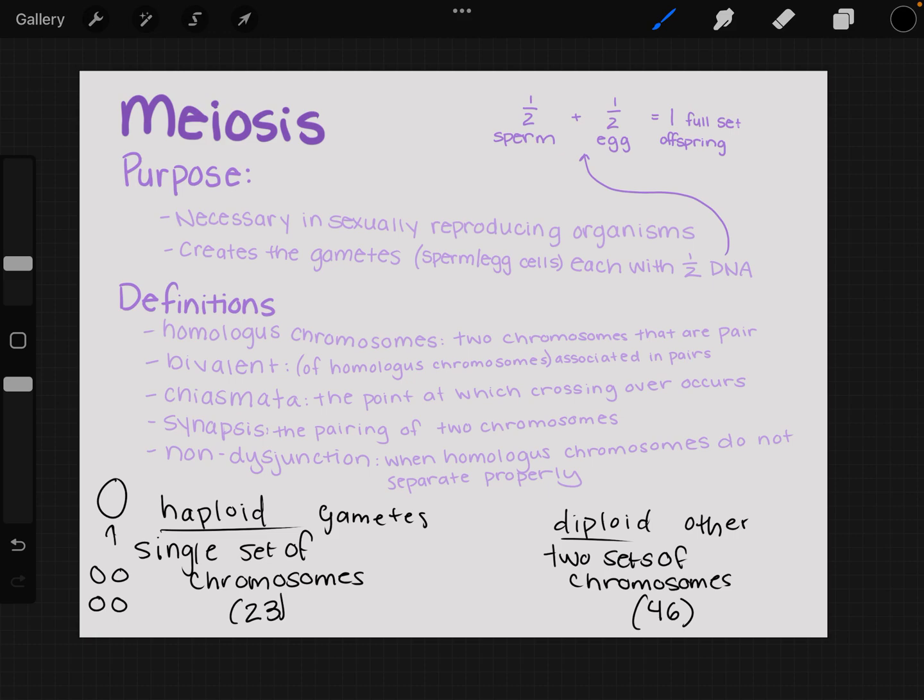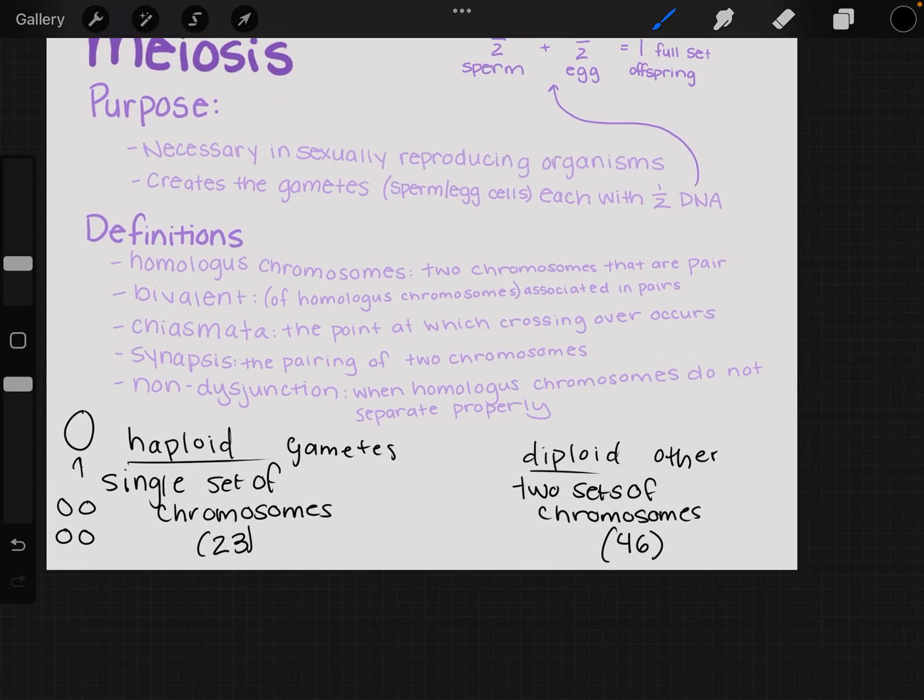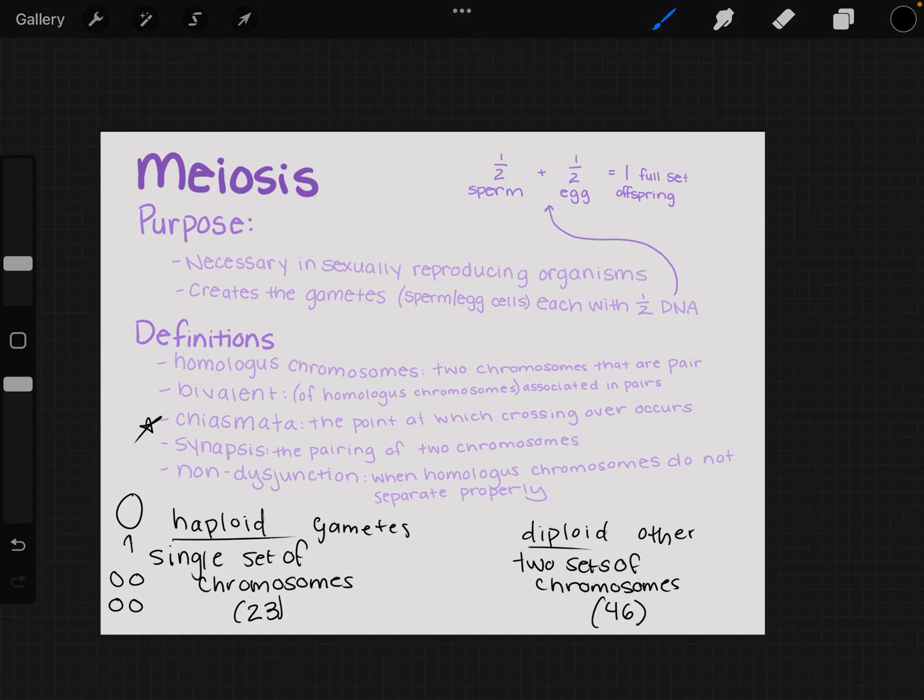The chiasmata, or chiasma, I don't know, is the point at which crossing over occurs. So this is going to be important because crossing over is going to play a big role looking down through the rest of the content. So let's just keep a big star next to that one, and we will remember that for down the road.